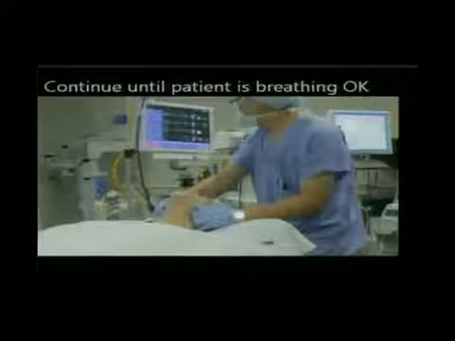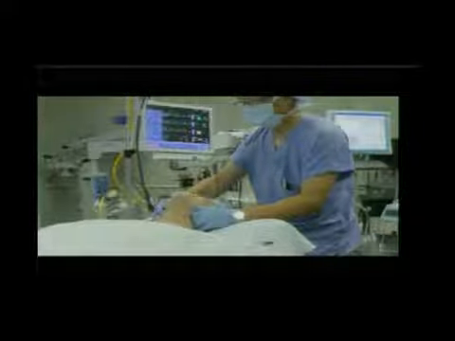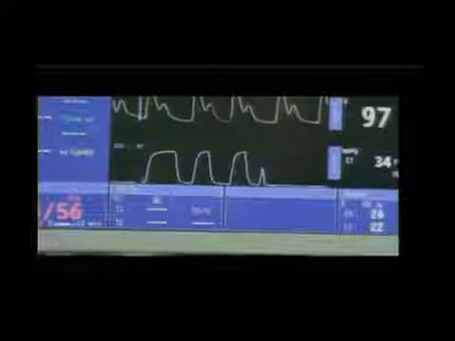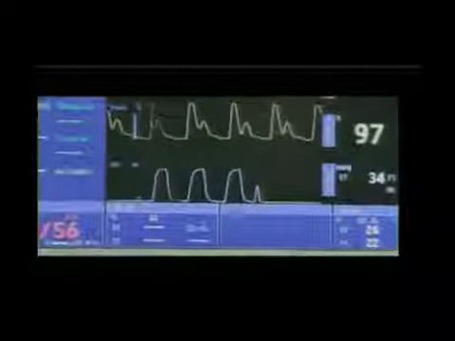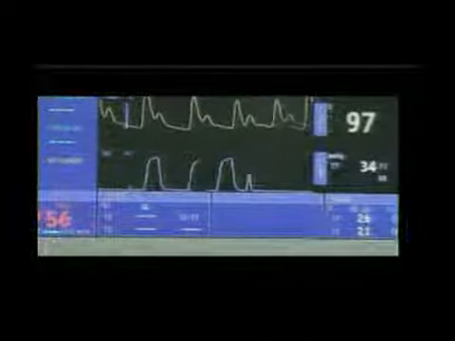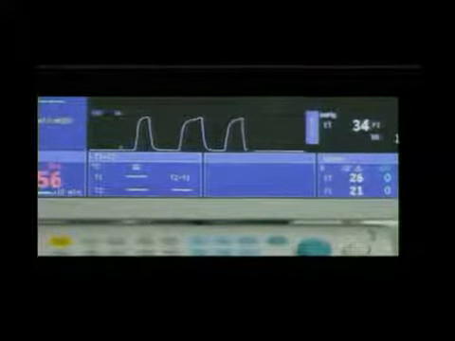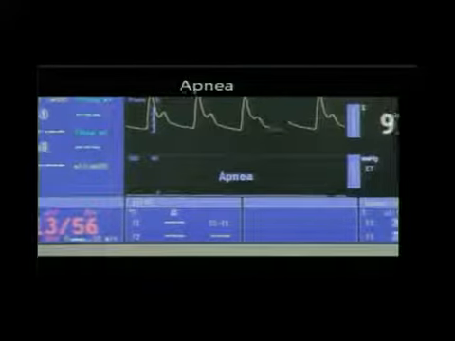Please continue. Now it's still obstructed back here. But finally here, what we'll see is normal breathing is now seen. The obstruction is gone, and the patient is again moving air properly. Okay, apnea, please stop.